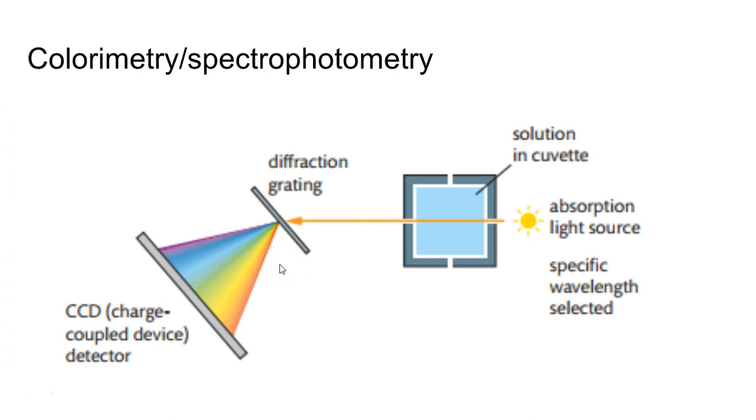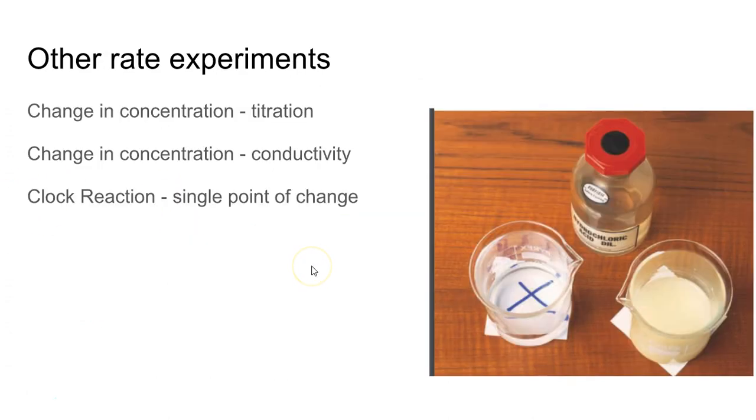To measure rate, we can also look at changes in colors or absorption. So we can measure the color changes with colorimetry or spectrophotometry, it's hard to say, which will measure how much light is being transmitted by the solution. And so if you have something that is changing color or transparency over the reaction, you can use either one of these techniques.